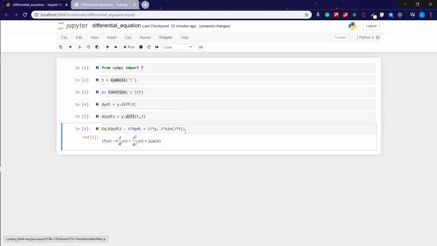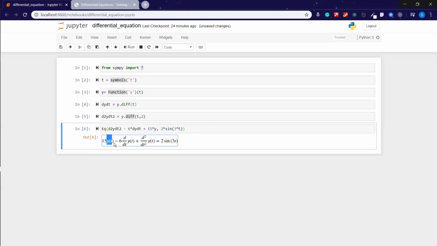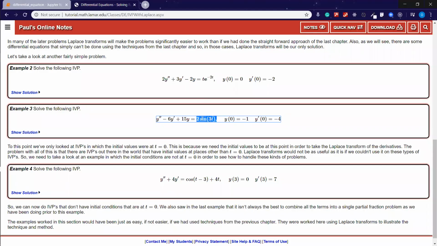Okay, so let's run this, and we can see that this gives us our differential equation, right? It's just written in a reversed manner, giving us y of t first, that's 15 multiplied by y of t, minus 6 multiplied by dy dt, right? Plus d square y of t over dt squared. So basically, we've been able to write this differential equation in sympy.